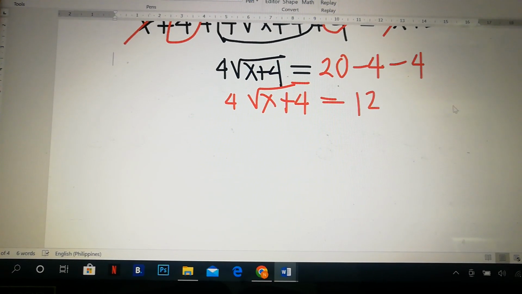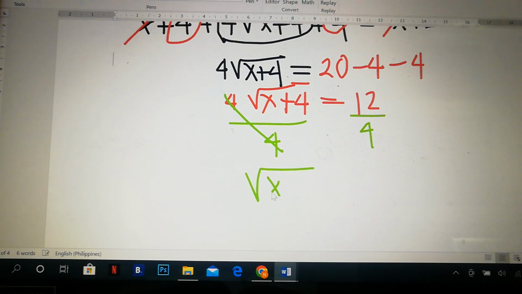Dividing both sides of the equation by the coefficient of square root of x plus 4, which is equal to 4. So divide also the right side of the equation by 4. So cancel 4. Square root of x plus 4 is equal to 3.